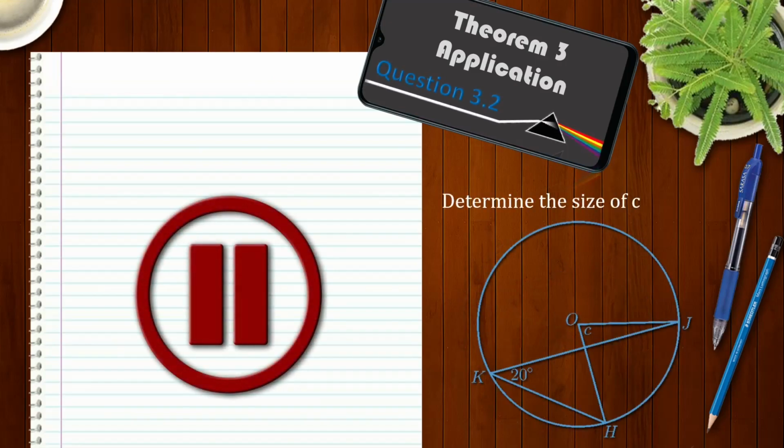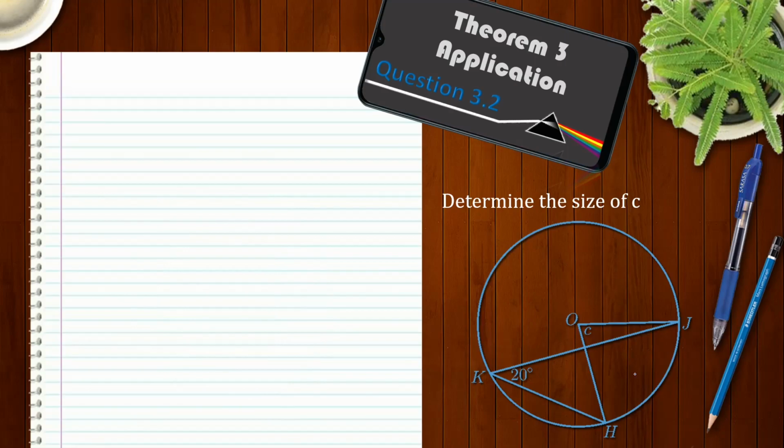Okay, then question 3.2. Now this JH subtends to the center of the circle, and that's C, and then from the same 2 points, we can see it follows through to K, which is 20. So we know that C is 40 degrees, because the angle at the center is twice the angle at the circumference. Okay, and that's it.